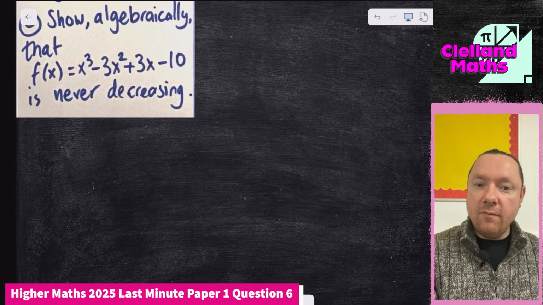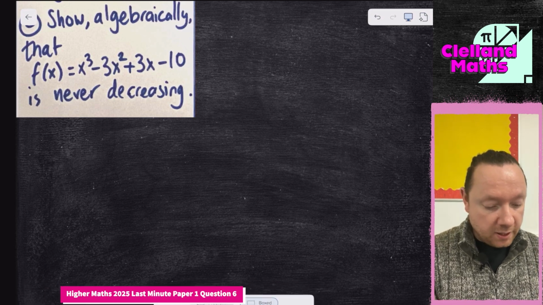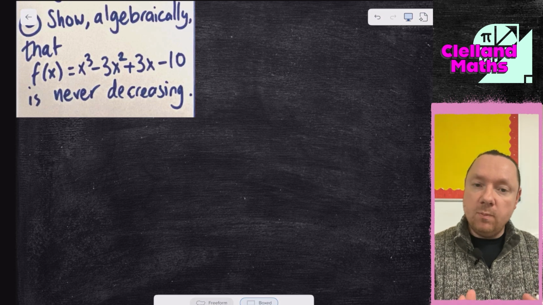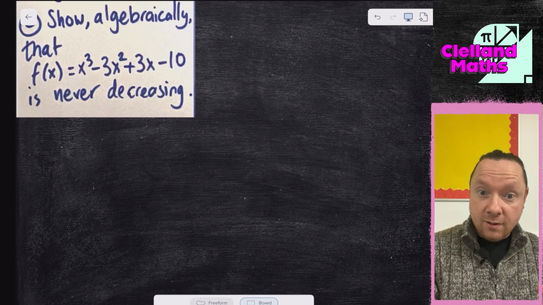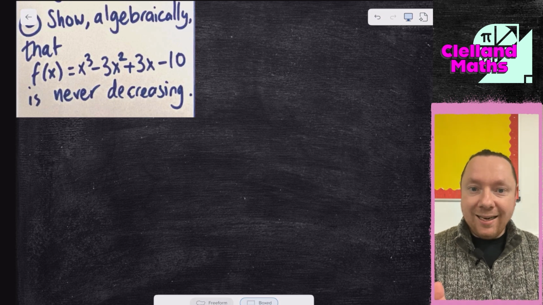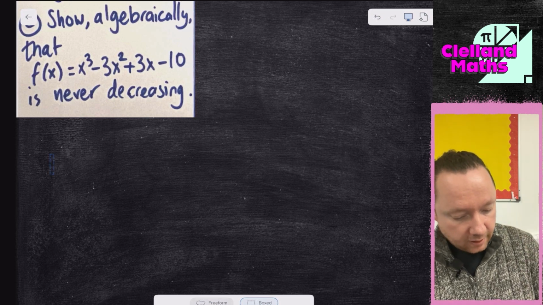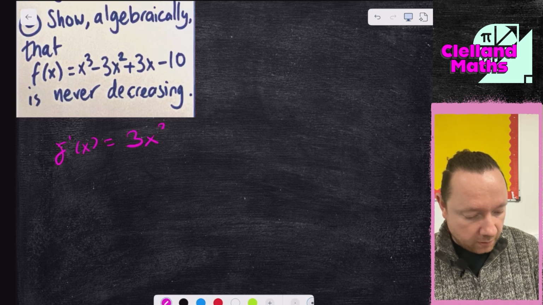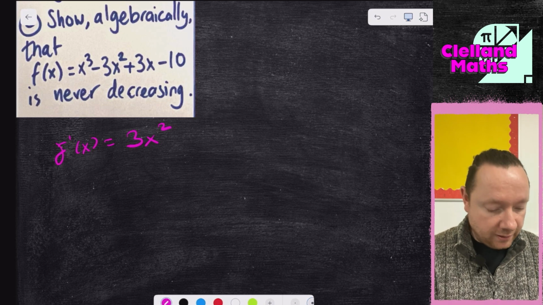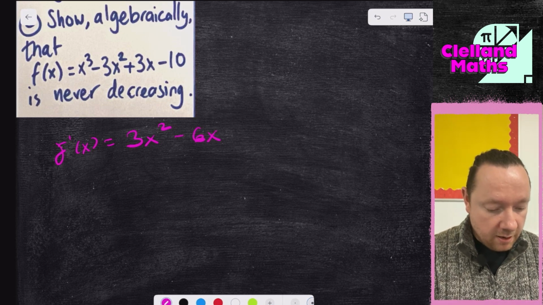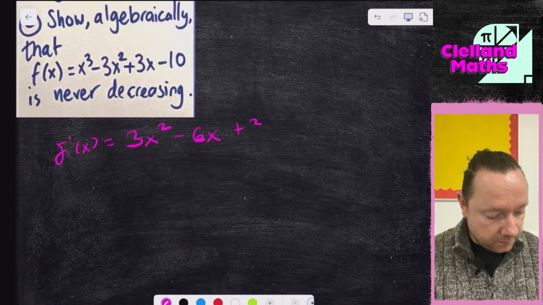SQA Higher Maths 2025 Last Minute Paper 1, Question 6. Show algebraically that this function is never decreasing. So it's a cubic, and it's never decreasing, which means that I have to show that the gradient of the tangent is never less than 0. In other words, I need to differentiate it. F dash x, 3 comes down to the front, x, take away 1 to the power. 2 comes down to the front, so that's 2 3s is 6, x, and we'll take 1 away from the power, and then 3x becomes 3.